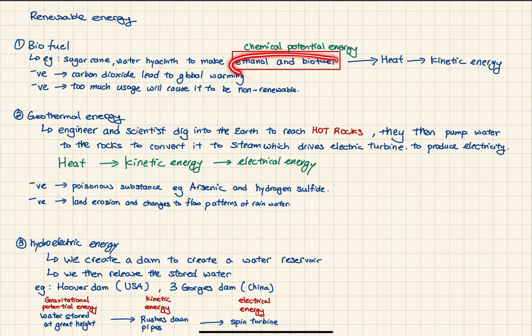All these fuels contain chemical potential energy, and similar to the combustion engine, the heat from the combustion produces hot air that causes it to move at high speed. Therefore, kinetic energy is the useful byproduct. But in terms of the negative repercussion, the negative repercussion of using biofuel is that carbon dioxide can also lead to global warming, and too much usage of it can cause it to be non-renewable.